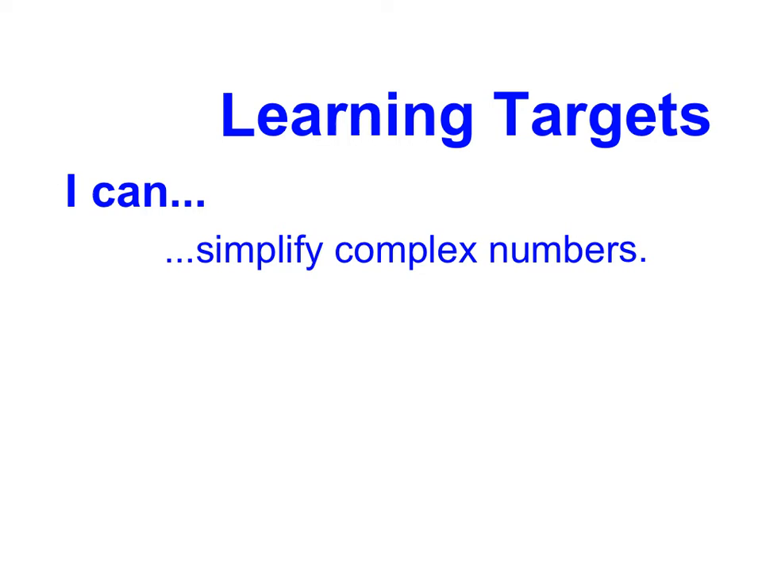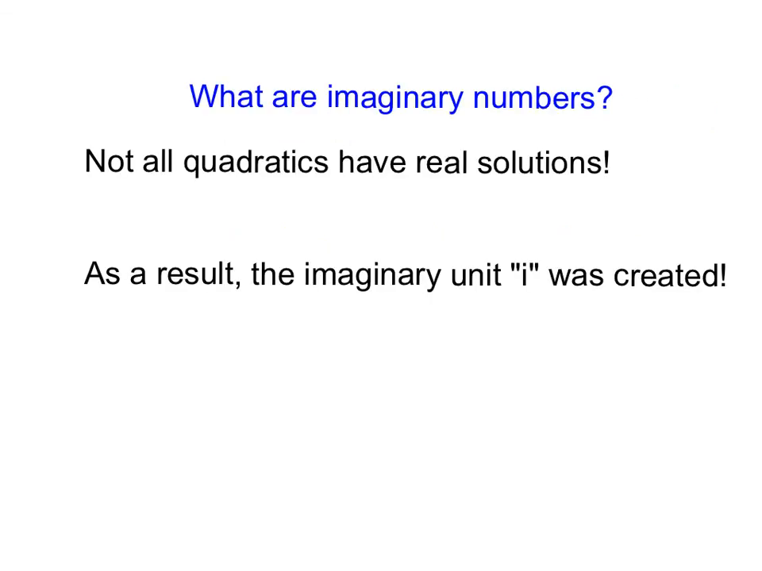In this video, we're going to learn how to simplify complex numbers, and we're going to learn about a new type of number called an imaginary number. So throughout your algebra career, you've actually seen that not all quadratics have real solutions. For example, if we were to graph a quadratic, remember we're finding x-intercepts, you might have a quadratic that looks like this, where it has no x-intercepts, and as a result, it has no real solutions.